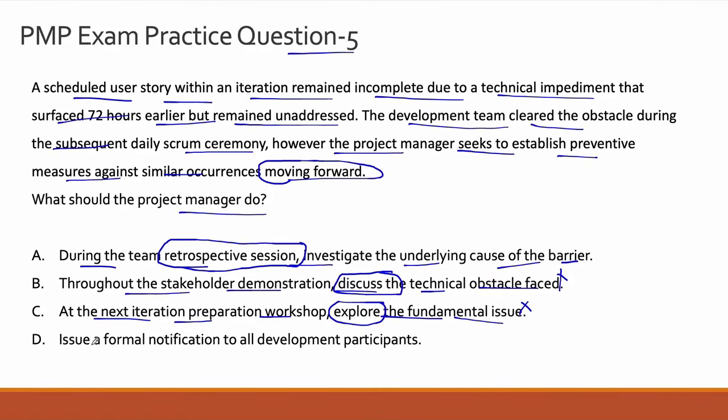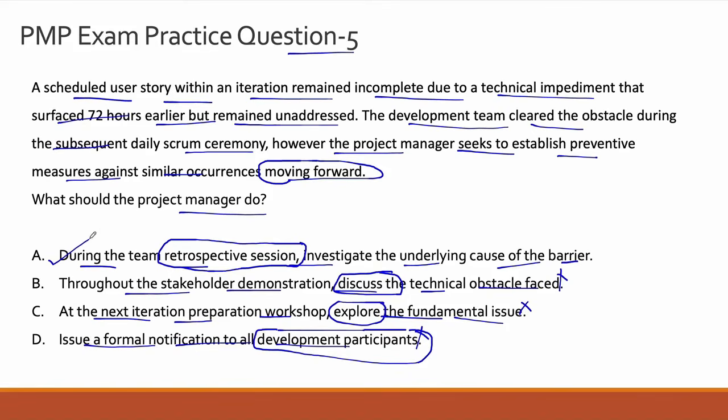Let's look at option D. Issue a formal notification to all the development participants. Again, very, very broad. This option basically doesn't have any head or tail to it. Issuing a formal notification to all development participants. Again, how do you define development participants? It can mean different things to different stakeholders for your project. So option D is a clear-cut incorrect answer choice.